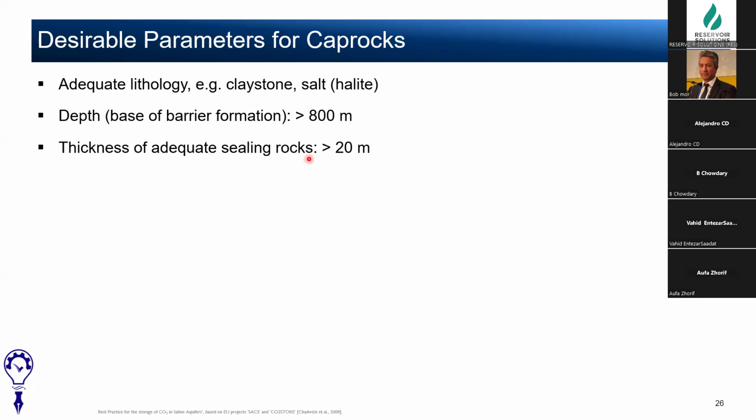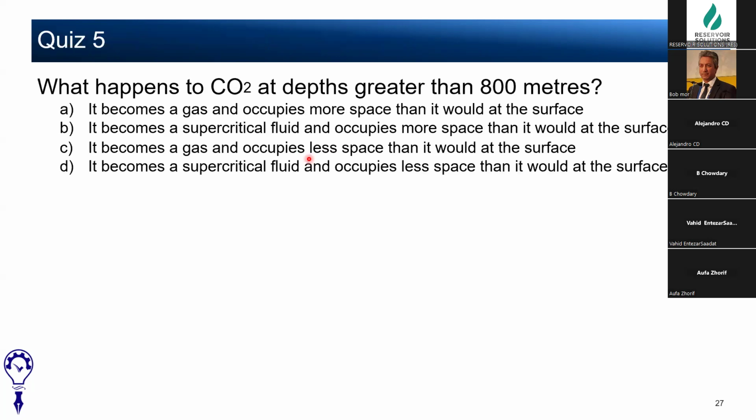So, another question. What happens to CO2 at depths greater than 800 meters? A, it becomes a gas and occupies more space than it would at the surface. B, it becomes a supercritical fluid and occupies more space than it would at the surface. C, it becomes a gas and occupies less space than it would at the surface. D, it becomes a supercritical fluid and occupies less space than it would at the surface. Please answer in the chat box.